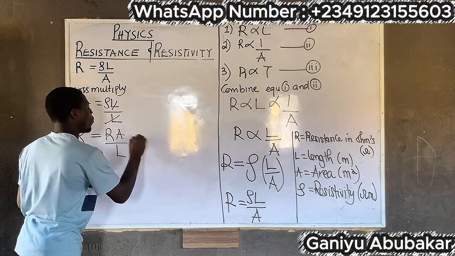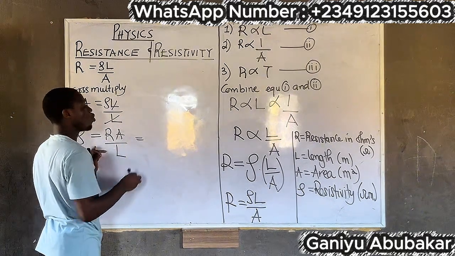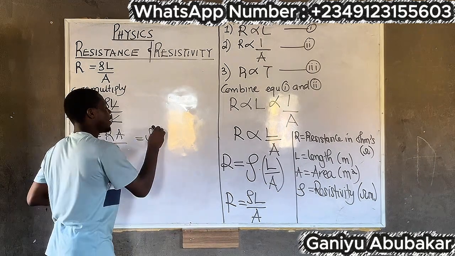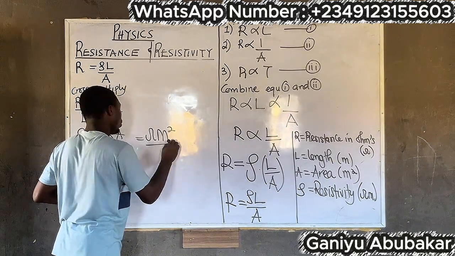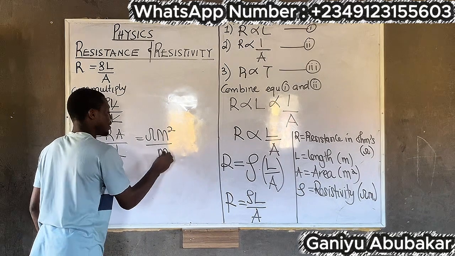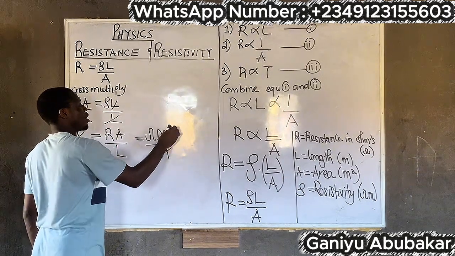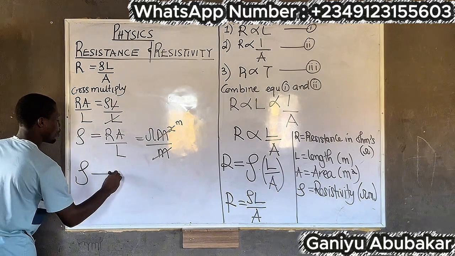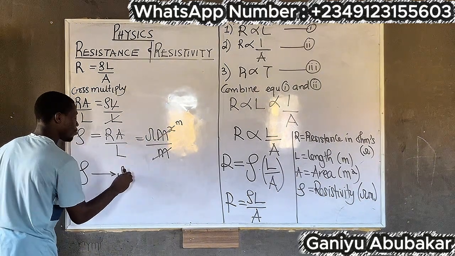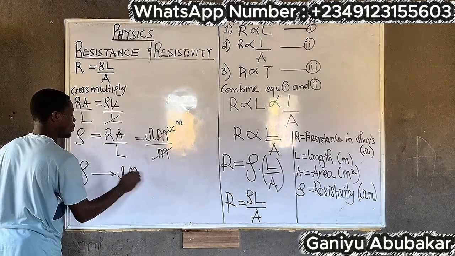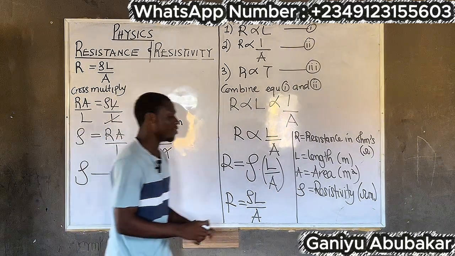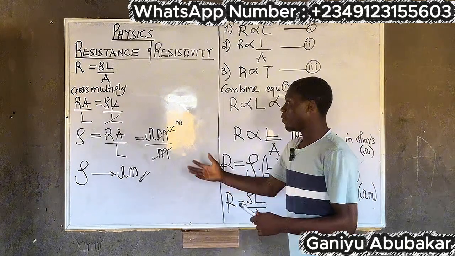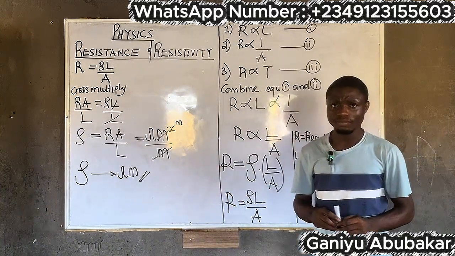R A over L. Now we know that R is measured in what? In ohms. That's the resistance in ohms. Area in meters squared, all over your length, which is in meters. Meter cancels meter, meter squared over meter, I have 1 meter left. So the SI unit for resistivity is ohm meter. This is how we got to the unit of resistivity to be ohm meter, as explained on the board.